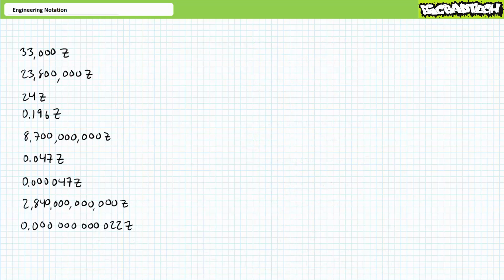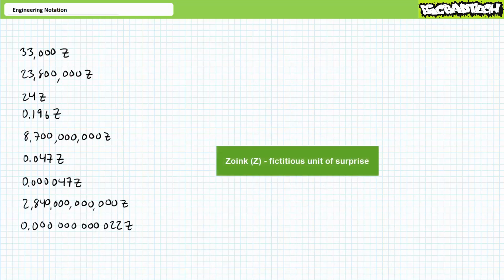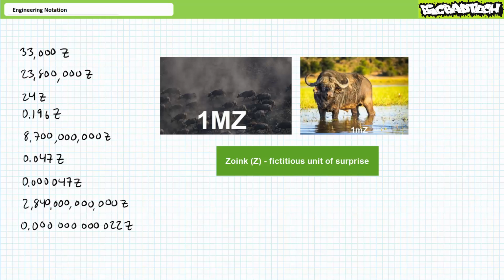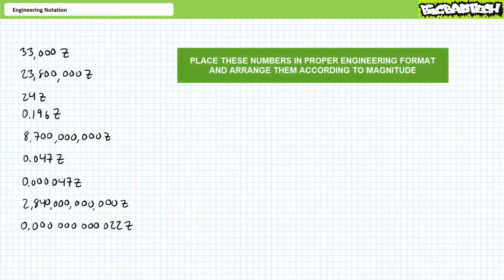Consider the selection of entries, each a measurement of the fictitious unit of surprise specified in the units of zoinks, abbreviated with a capital Z, where surprise of 1 megazoink is sufficient to stampede a herd of water buffalo, whereas a surprise of only 1 millizoink is barely enough surprise to register notice, like, say, seeing a water buffalo next to a body of water. I'm asking you to do 2 tasks. 1, place these entries in proper engineering format, and 2, arrange them in a sequence largest to smallest.